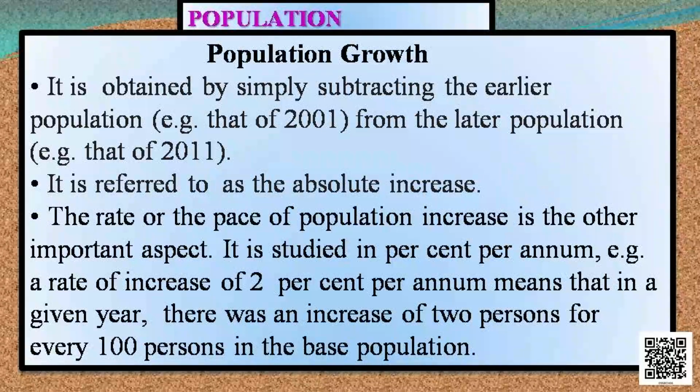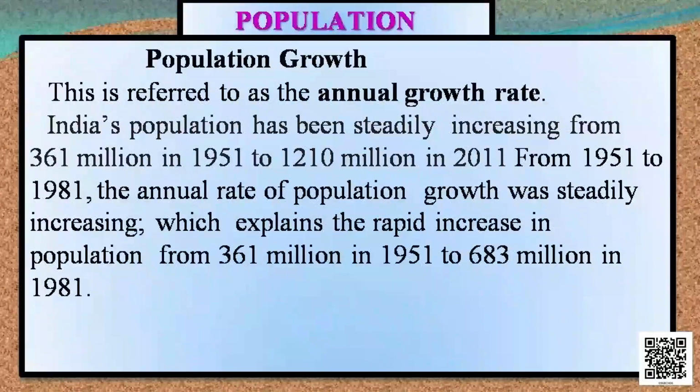The rate or the pace of population increase is the other important aspect. It is studied in percent per annum, for example a rate of increase of 2% per annum. That means that in a given year there was an increase of 2% for every 100 persons in the base population. This is referred to as the annual growth rate.